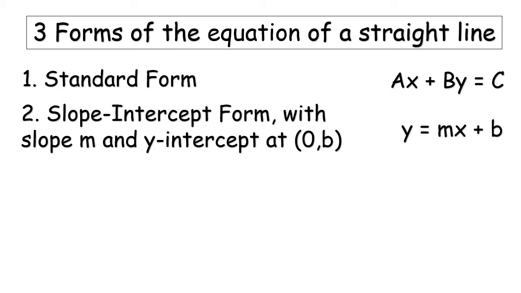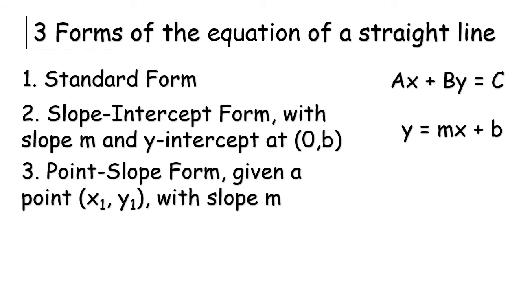Recall that m, the slope, is mathematically defined as the rise over the run, which means the difference between the y-coordinates divided by the difference between the x-coordinates. There's the point-slope form. Given a point (x1, y1) with a slope m, you'll have the equation y minus y1 equals m times the quantity x minus x1.